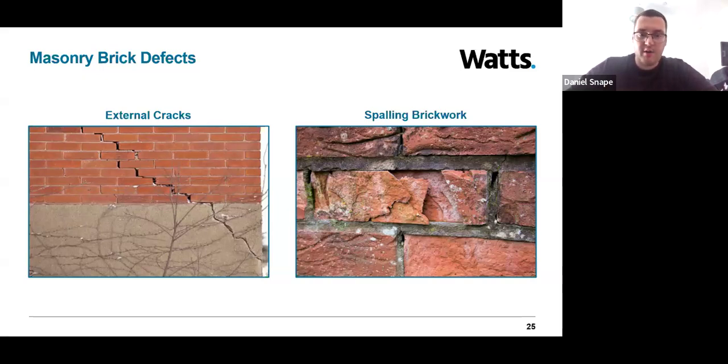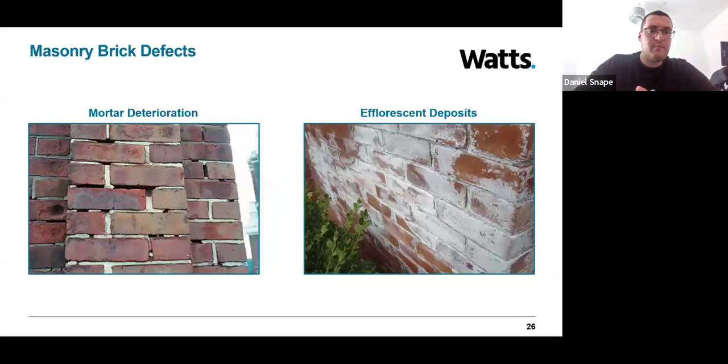Now, this can be repaired by refacing bricks, but that's another topic in its own right. What other masonry brick defects have we got then? Mortar deterioration is another quite common one. Brick mortar deterioration occurs for a number of reasons. It can be the natural aging of the brick. It can be moisture in the joints, which are then impacted by the freeze-thaw cycle that we just touched on. It could be exposure to weather and erosion, just to name a few.